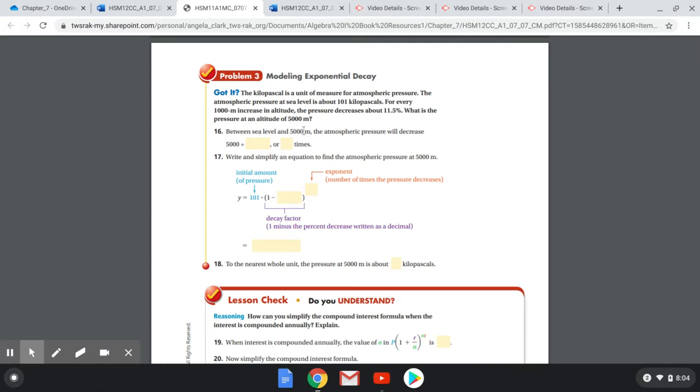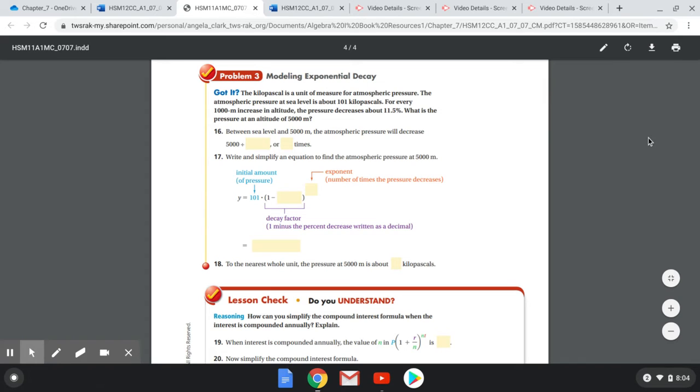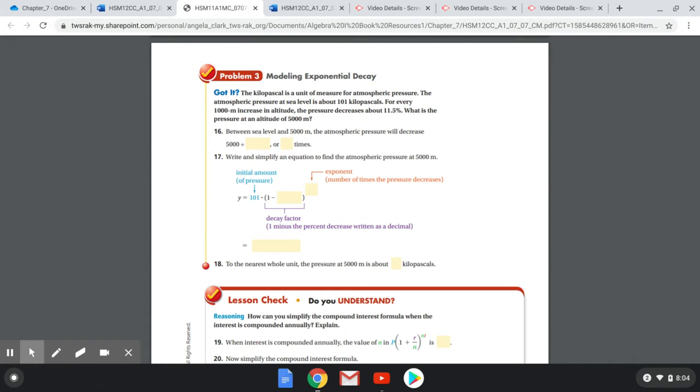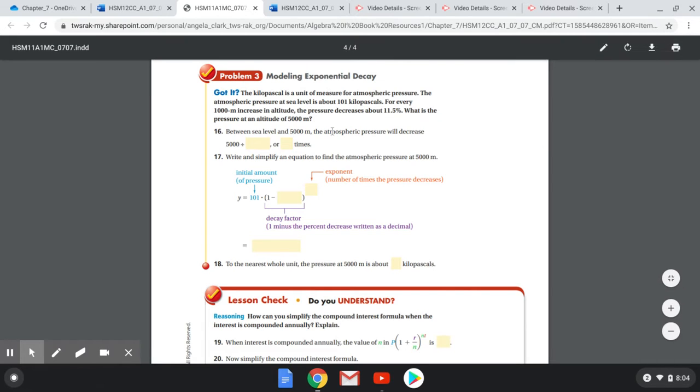So, we are talking about exponential decay in this example. The kilopascal is a unit of measure for atmospheric pressure. The atmospheric pressure at sea level is about 101 kilopascals. For every 1,000 meter increase in altitude, the pressure decreases by 11.5%. What is the pressure at an altitude of 5,000 meters?